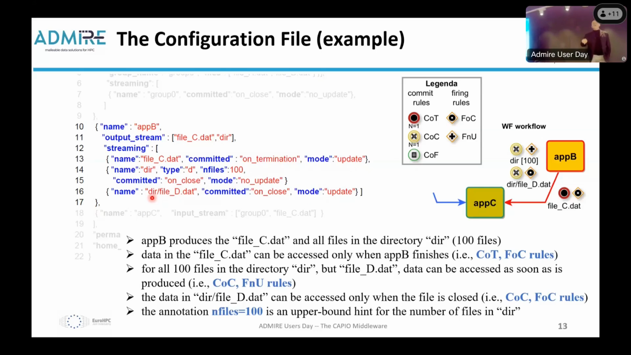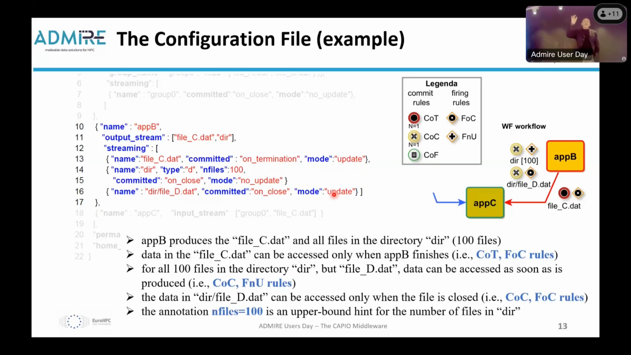For that specific file, we know that we need to be more strict. And so the user can say, okay, the commit rule is on close, so you can access the data as soon as the file is closed, but not before, because the data on the file will be updated many times. So you have to wait, basically.